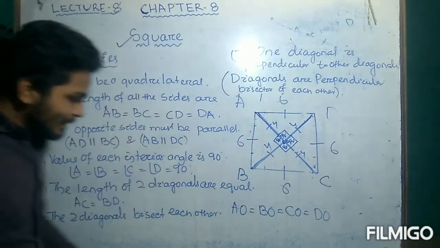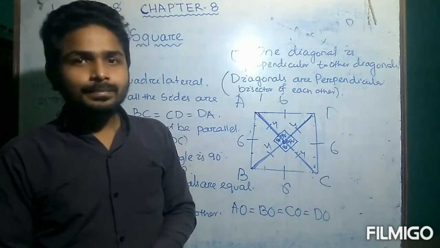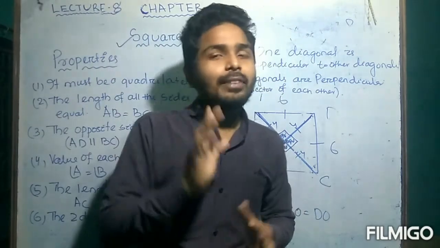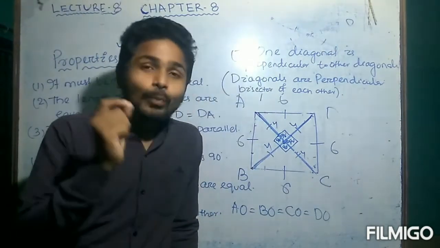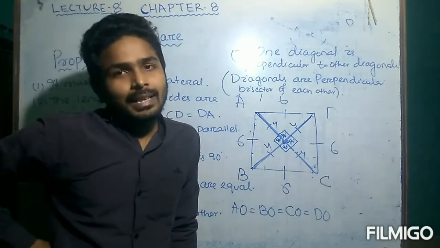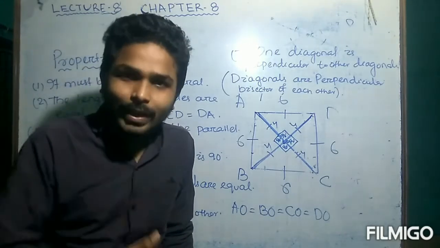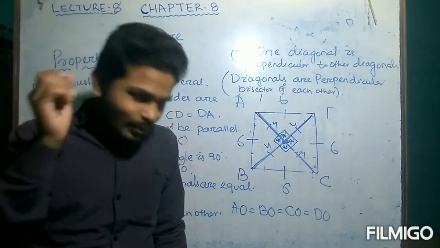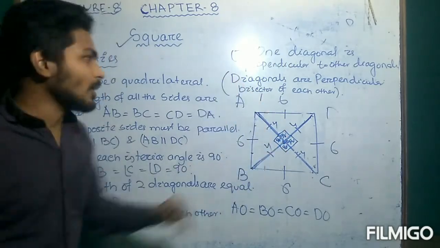Now a question arises. Can a square be a rectangle? Can a square be a rectangle? We have to verify it. In order to verify this, we have to first find what? Whether a square follows all the properties of a rectangle. If a square follows all the properties of a rectangle, then we can say yes, a square can be a rectangle. But if it doesn't follow, then it is not a rectangle. So let's verify whether a square is a rectangle or not.